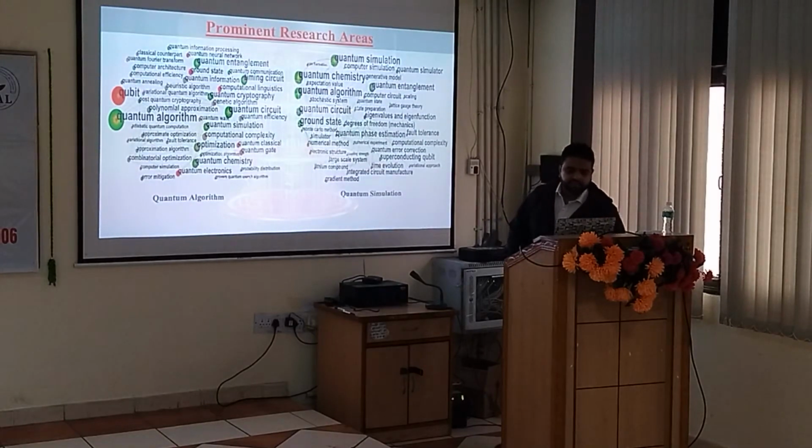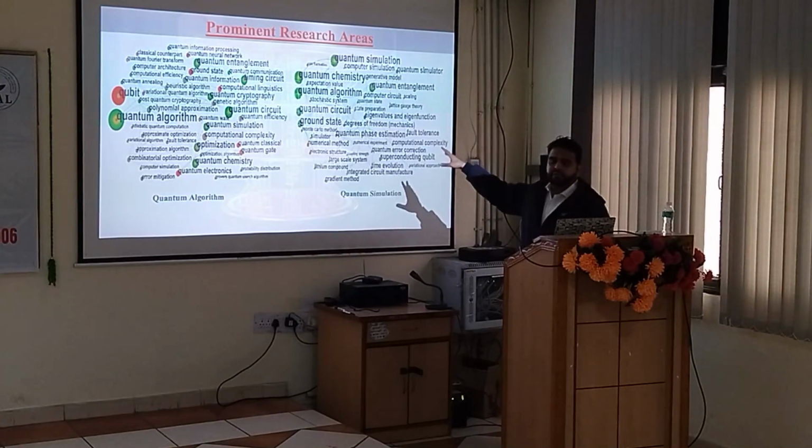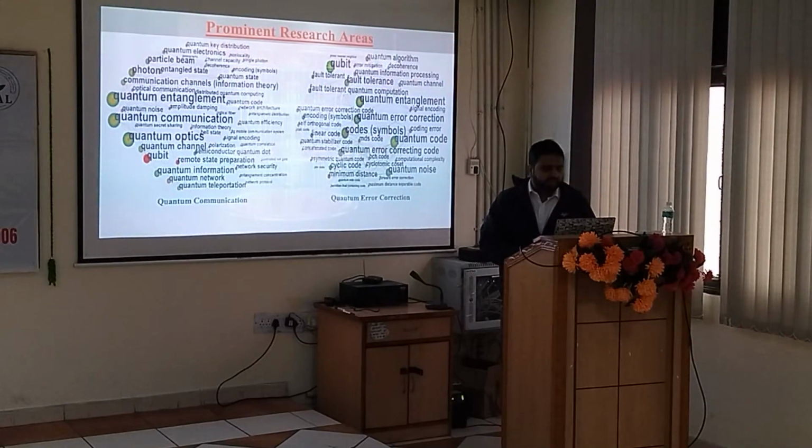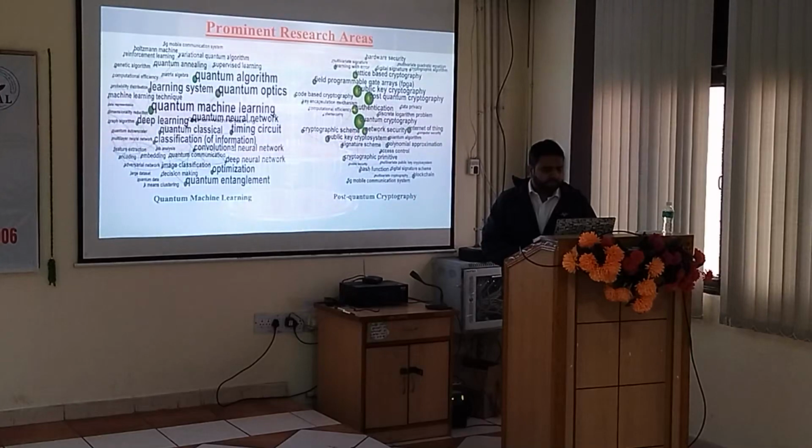Then again, what are the prominent research areas? We are in quantum algorithms, quantum simulation. Again, the same data is being used. We have drawn these network graphs from Scopus itself. Similarly for quantum communication and quantum error correction, then quantum machine learning and post-quantum cryptography. So all these are areas where research can be done.